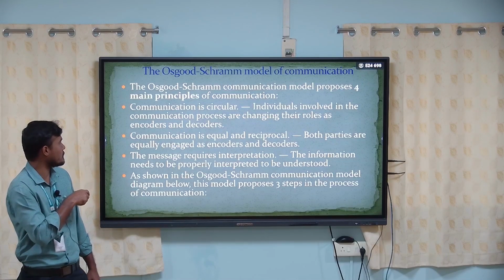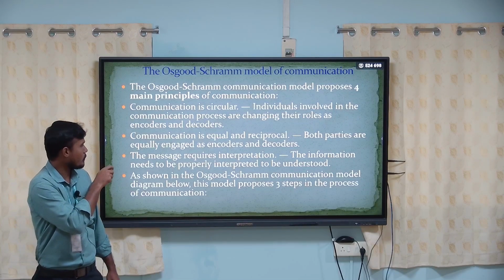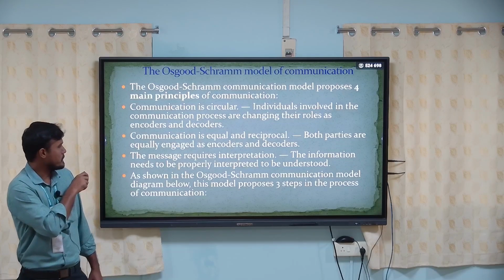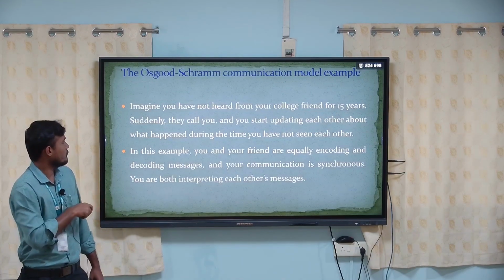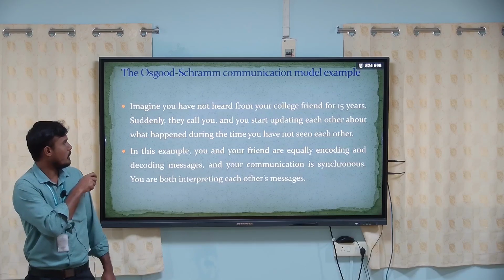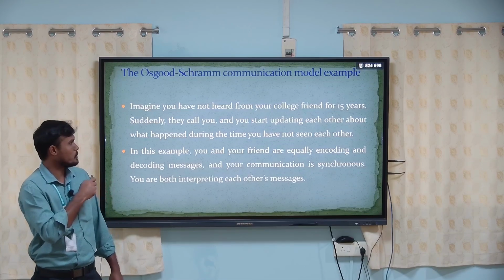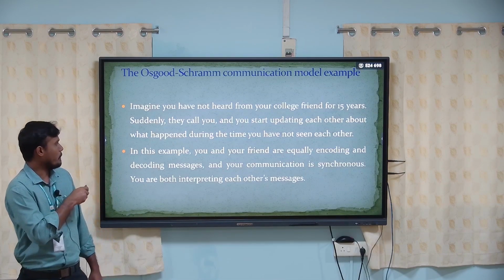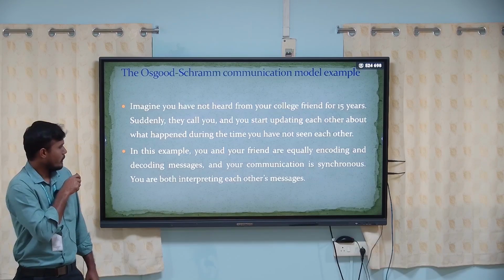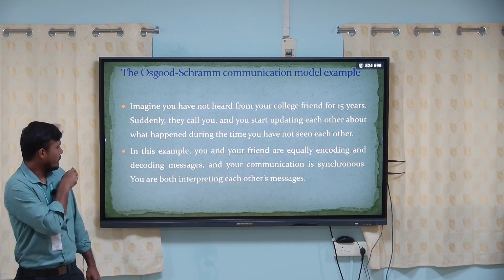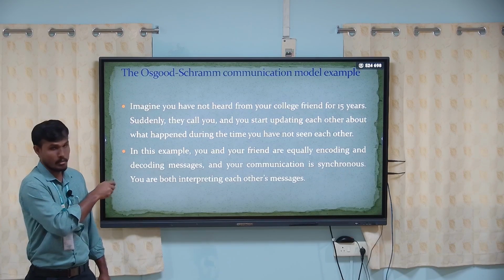The Osgood-Schramm model of communication possesses four main principles. Communication is circular. Communication is equal and reciprocal. The message requires interpretation. These are shown in the Osgood-Schramm communication model. An example: imagine you have not heard from your college friend for 15 years. Suddenly they call you and you update each other about what happened during the time you have not been in touch. In this example, you and your friend are equally encoding and decoding the message, and you are both interpreting each other's message.